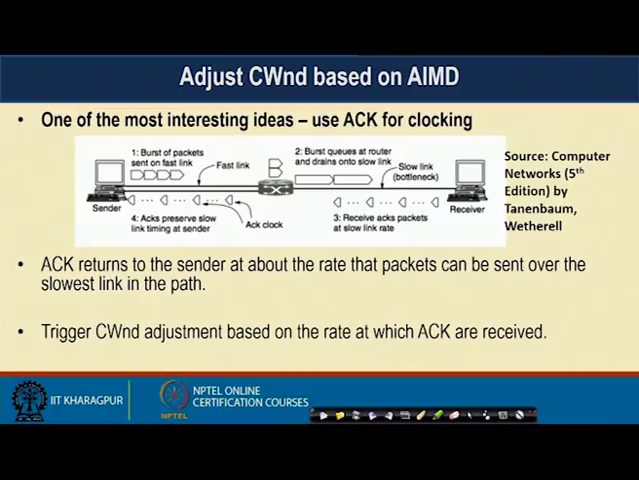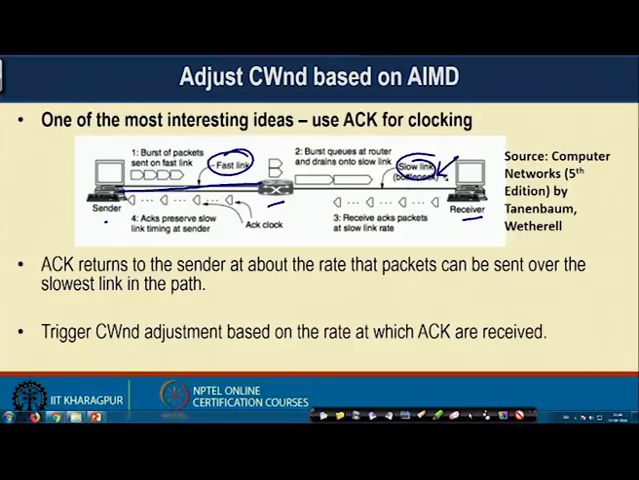So, this picture depicts an interesting fact. Assume that this is a network scenario: you have the sender, an intermediate router and then the receiver, connected via two links. So, it is a two-hop path. This link is a fast link, and the second link is a slow link. So, this second link is basically your bottleneck link. The congestion will happen when lots of data is pushed to the slower link, or the bottleneck link.